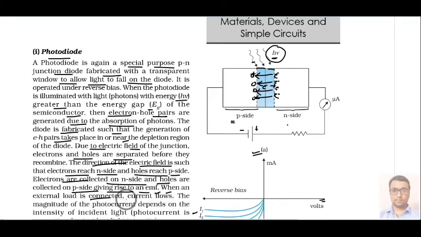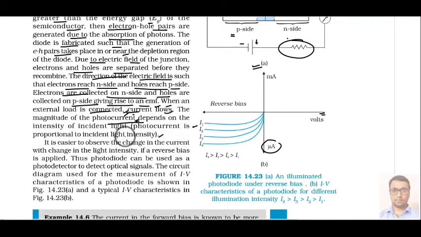So when an external load is connected, in that condition current will flow in the circuit. The magnitude of the photocurrent, that is the current due to electrons which are generated due to photons, due to sunlight, will depend upon the intensity of the light. We know that more intensity means more current; it is directly proportional to the intensity. So now it is easy to control our device. If we change our light intensity, then our current will change.